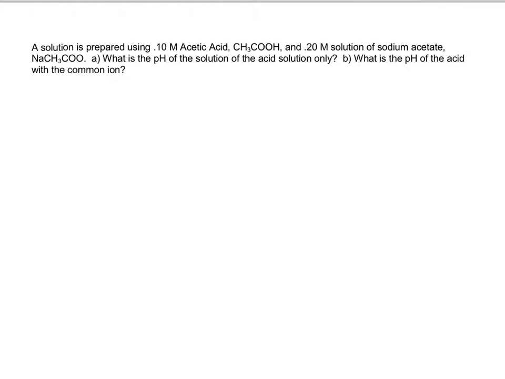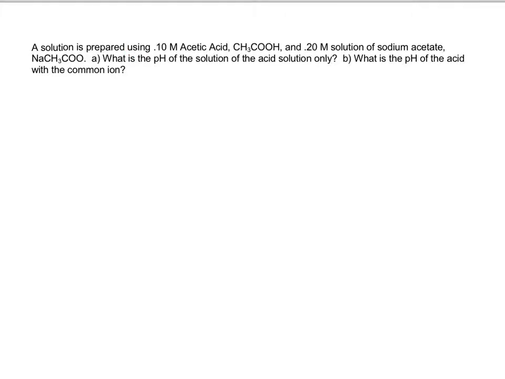It says that I have a solution of 0.1 molar acetic acid and 0.2 molar sodium acetate. So the acetate ion here would be our common ion, right? Because acetic acid dissociates into H plus and acetate. So the sodium acetate would be the salt of this acid, or you can think of it as the conjugate base of this acid. Same thing. So we have a mixture of acetic acid and sodium acetate. We want to know what is the pH of the solution of just the acid by itself, and then what is the pH of the solution when you add the common ion to it, so the mixture.